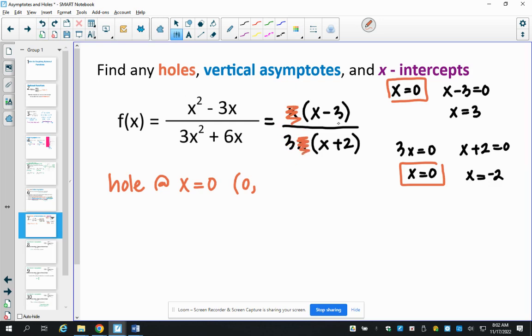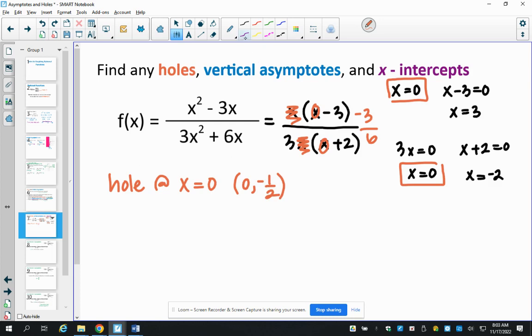So now you'll plug 0 into this function. So we have 0 minus 3 is negative 3. 0 plus 2 is 2, so we have negative 3 on top, and then 2 times 3 on bottom. So then we get a hole of negative 1/2, 0, negative 1/2.